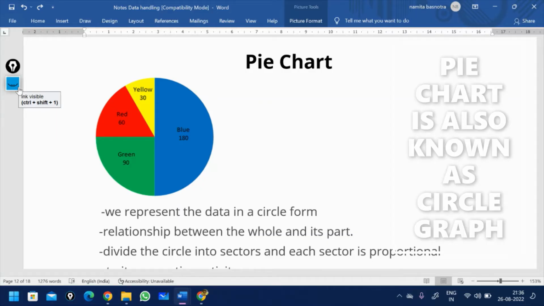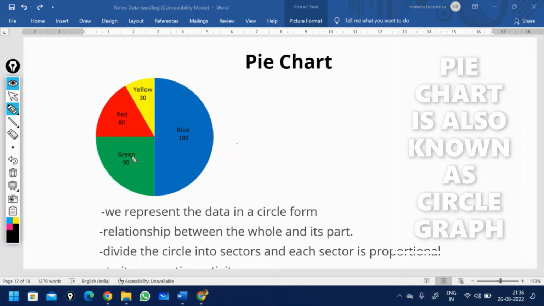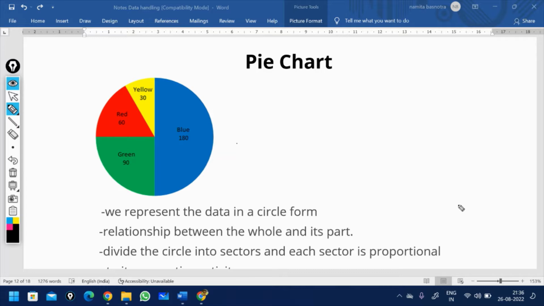Now this is my new video on pie chart. The pie chart is also called a circle graph, and for this you can see I have shown you here a pie chart, and in this we represent the data in a circle form. It also represents the relationship between the whole and its parts.